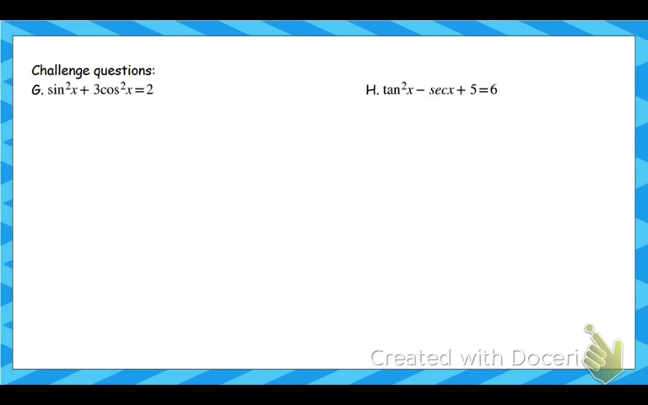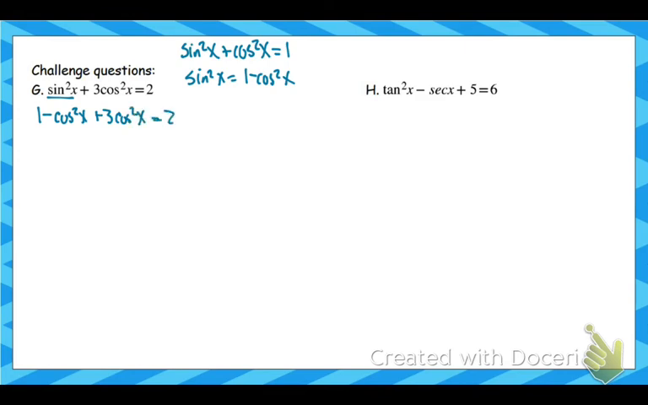So there's a couple different ways that we could work this out. What I'm going to do is I'm going to rewrite it. I'm going to make sure we remember sine squared is the same thing as 1 minus cosine squared. So I'm going to replace the sine squared with 1 minus cosine squared. Well, now we have some like terms that we can combine. So negative cosine squared plus 3 cosine squared would be 2 cosine squared. And now this is a problem like what we did yesterday. Let's get the cosine squared by itself. So minus 1, divide by 2.